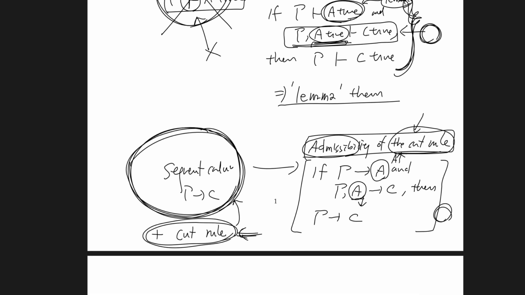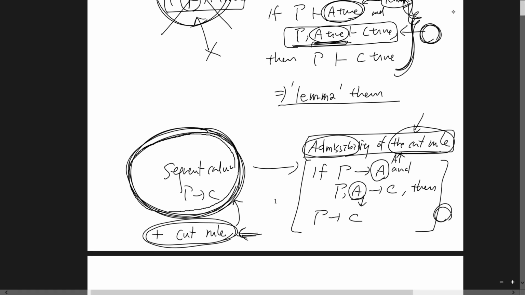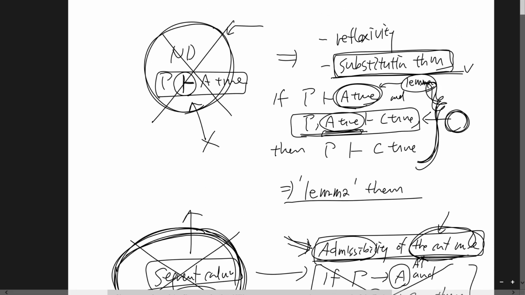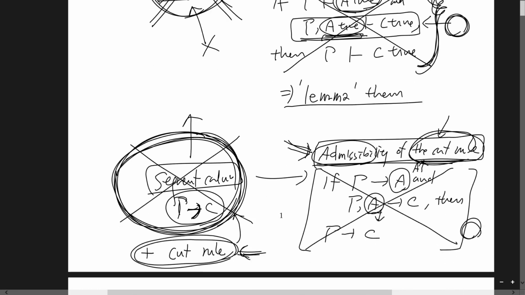In order to show that this sequent calculus is sound, that is, this sequent calculus correctly uses this notation, sequent, we have to first show that the cut rule is admissible. That's the first step. If this property doesn't hold, this sequent calculus is nonsense, just like if a substitution theorem fails, the whole natural deduction system is nonsense. So that's what we have to first prove.